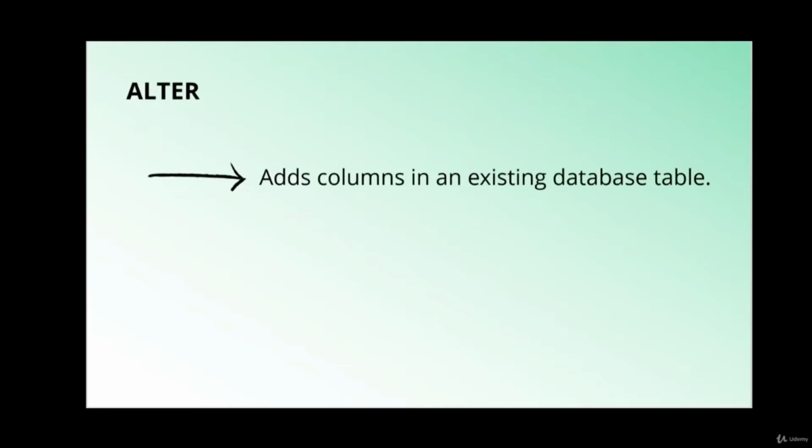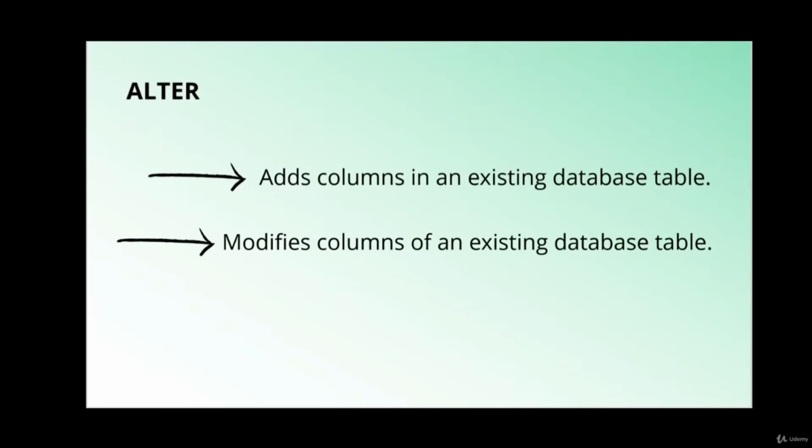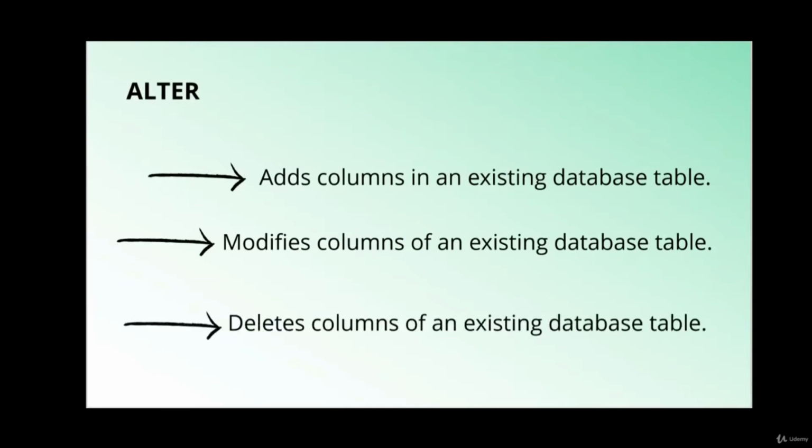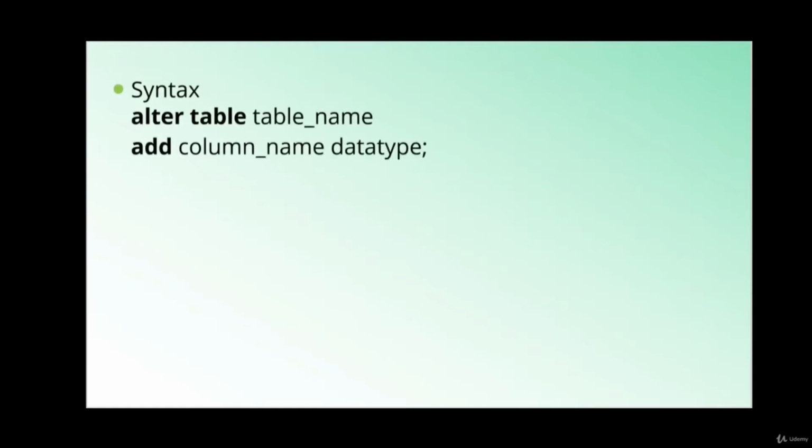Now, how do we modify a table once we have created it? For that, we will use the alter command. The alter command is used to add, modify, and delete columns of an existing table. Let's see a query to add a column into a table. It is alter table, table name, add column name and its data type.